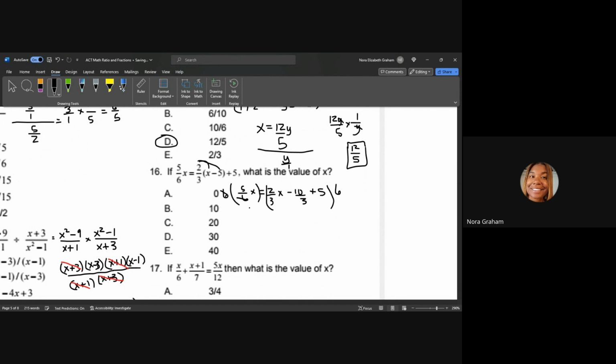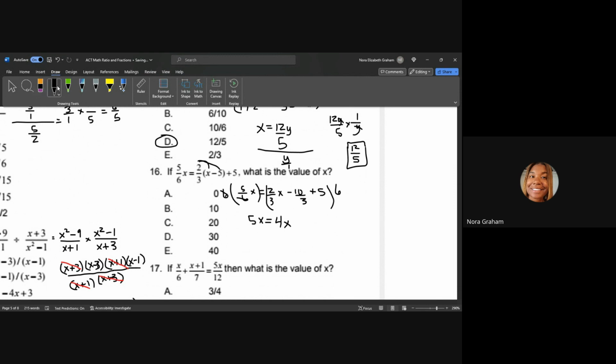This will cross out and become 5x. 6 divided by 3 is 2. 2 times 2 is 4. Another way I could have done that is I would have done 6 over 1, just for more clarification in case you needed, times 2 over 3. I would multiply those through. 2, 4, 6, 8, 10, 12. I get 12 over 3. 12 over 3 just equals 4. So then I get 4x.